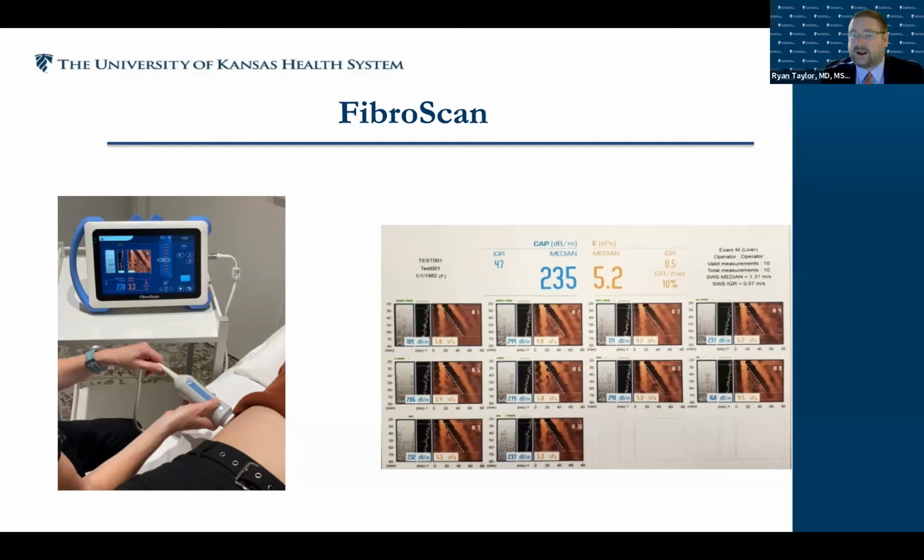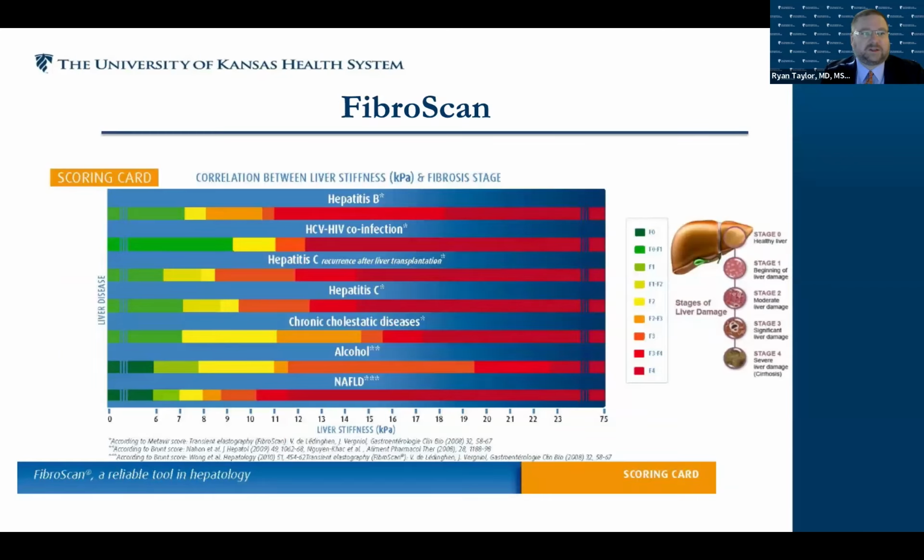So if you hit the next 2 buttons, please, to advance. What you will get after you do the examination is what's called the liver stiffness score, that orange number in the red box. And then if you hit the next slide, please, this will correlate with how much scar tissue there is in the liver.